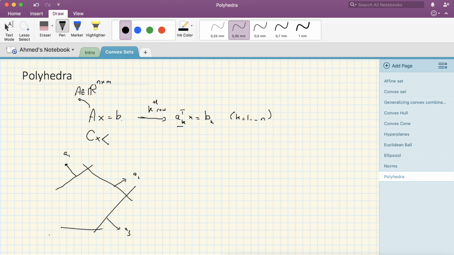Cx is less than d. Now, what does that mean? If C is a matrix and d is a vector and x is a vector, it means that component-wise, if I look at the kth entry of Cx, the kth row would look exactly like this: c_k transpose times x, and you'd have a d_k, but instead of an equality, you have an inequality.